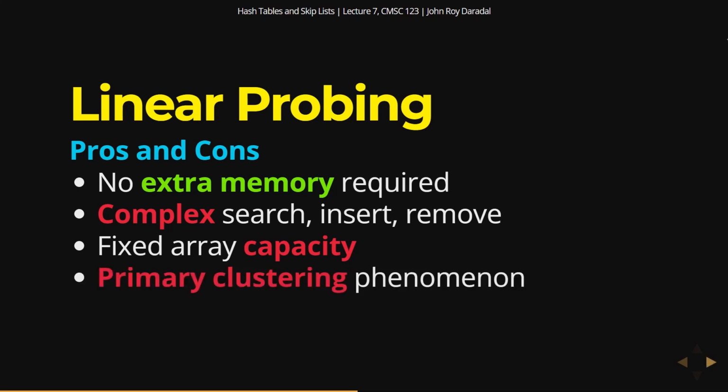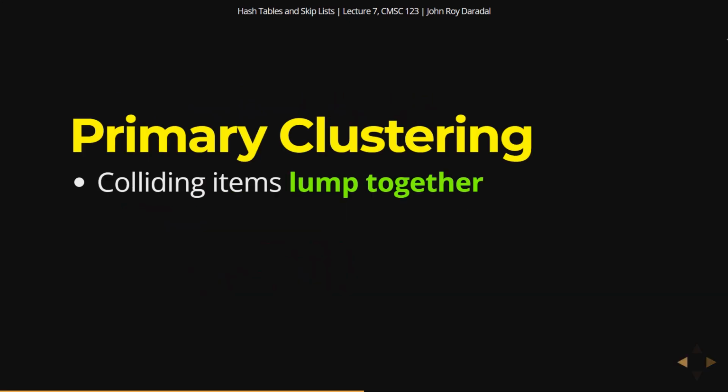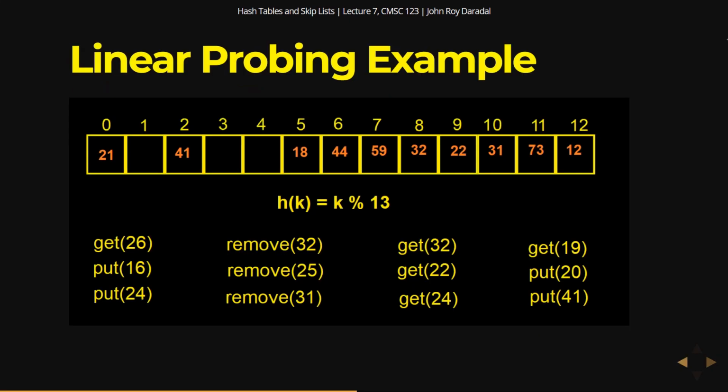And then lastly, linear probing is also prone to the so-called primary clustering phenomenon. Now, what is this primary clustering? So basically, primary clustering happens when the colliding items tend to lump together, just like what happened in our previous example, right? So earlier here, the colliding items here tend to lump together right here.